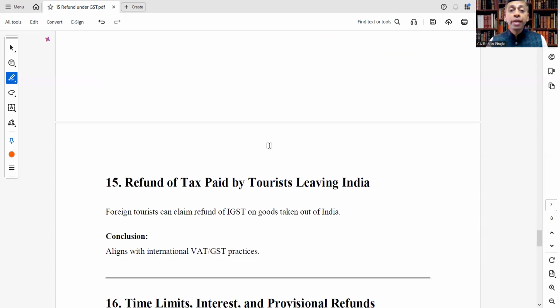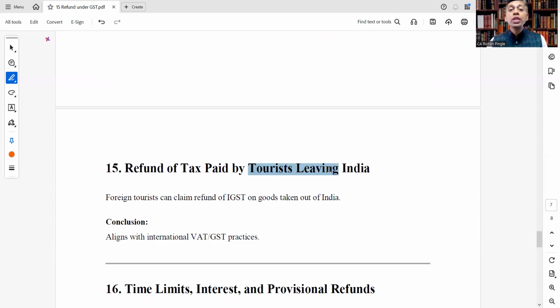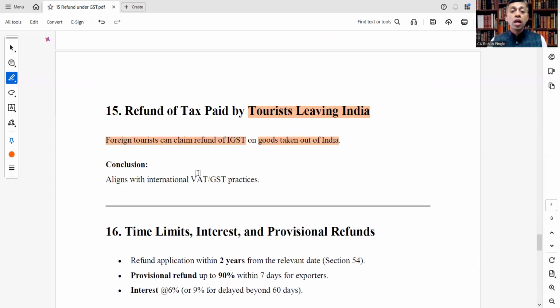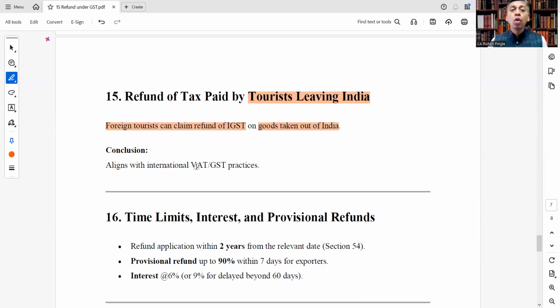Refund of tax paid by tourist leaving India. A foreign tourist can claim refund of IGST on goods taken out of India. Okay, very important. It aligns with international VAT or GST practices. This is a practice going all over the world. So refund of taxes paid by tourist leaving India: a foreign tourist can claim the refund of IGST on goods taken out of India.